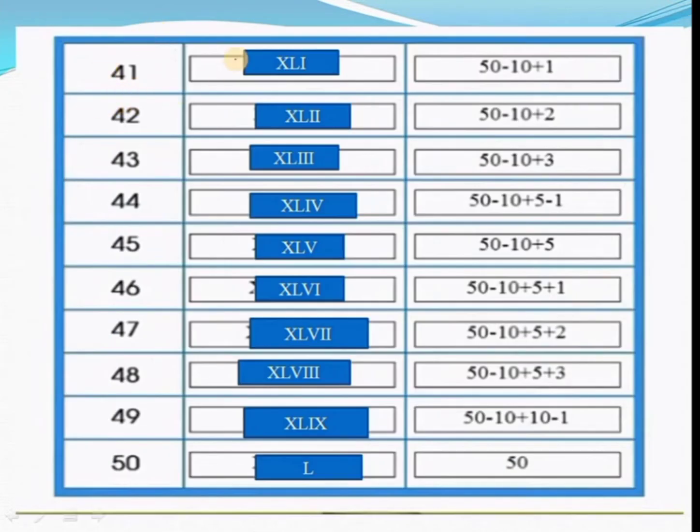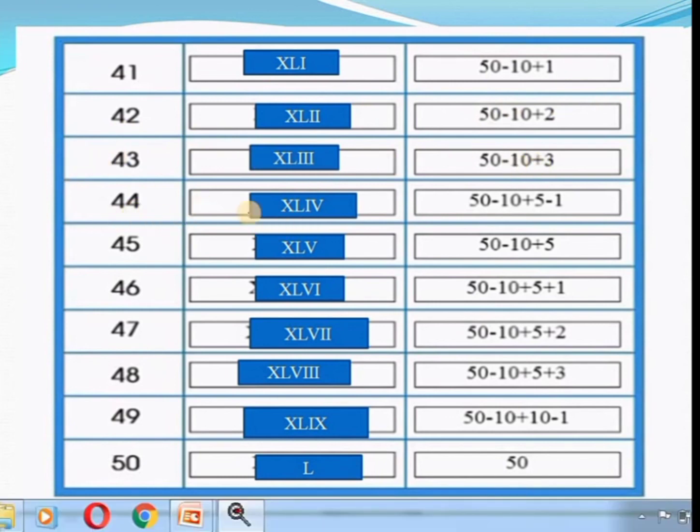Here 41: XLI. So here the smaller number comes before the bigger number, so you have to subtract here. 50 minus 10 plus 1, so 41. Next, 50 minus 10 plus 2 is 42. 50 minus 10 plus 3 is 43.